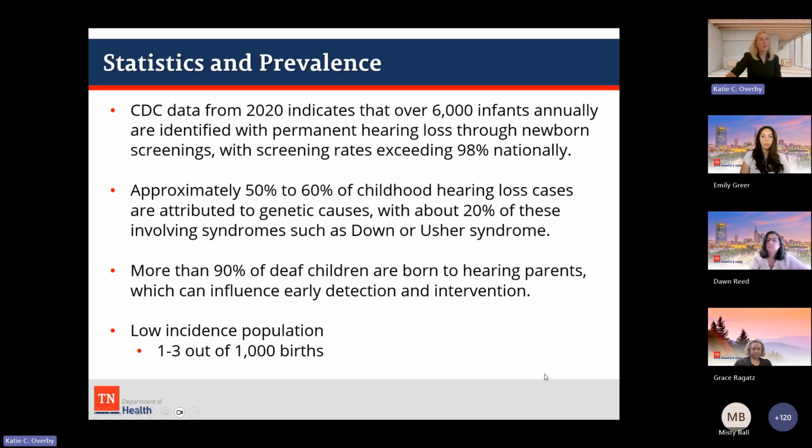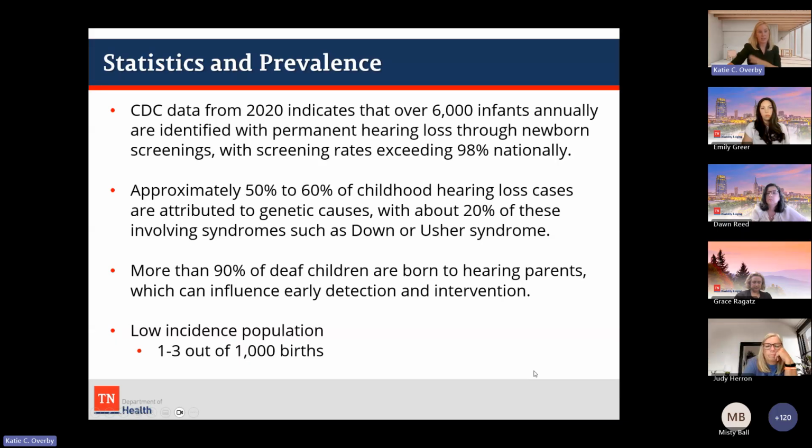So we have some data that we're going to look at, just nationwide. Globally, this is the data that if you went and pulled it, this is kind of what you would find. So in 2020, there were 6,000 infants that were identified with a permanent hearing loss. And we're doing an excellent job across the states of screening at 98%. And Tennessee's a little bit higher than that. You're going to see Tennessee specific numbers in just a second. And 50 to 60% of the kids have their hearing loss attributed to a syndrome.